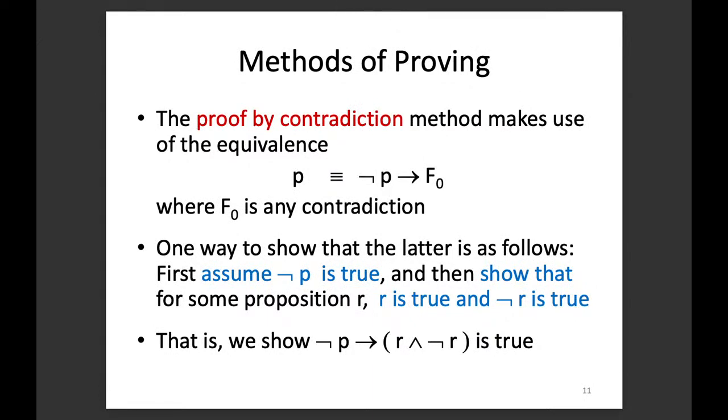Now the third one is called proof by contradiction, and it is a method that is super similar to proof by contraposition. So first of all, this time we are not showing something of the form P implies Q. We can just show a simple proposition P to be true by this method, contradiction.